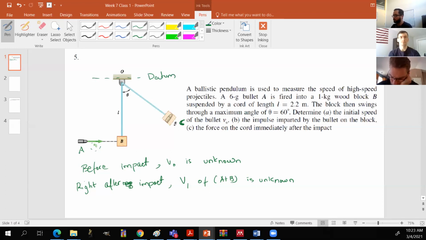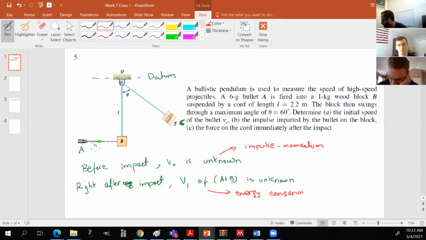And before impact, I can relate that to V naught using the principle of impulse and momentum. That way I get my 2 expressions for 2 unknowns. So this one is going to be solved with impulse and momentum, and this one is going to be solved with the work energy principle. I keep saying energy conservation, and I should stop saying that.